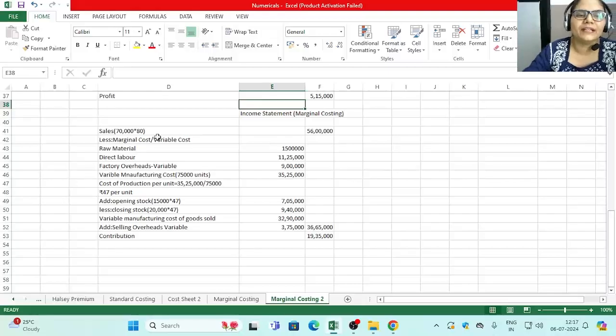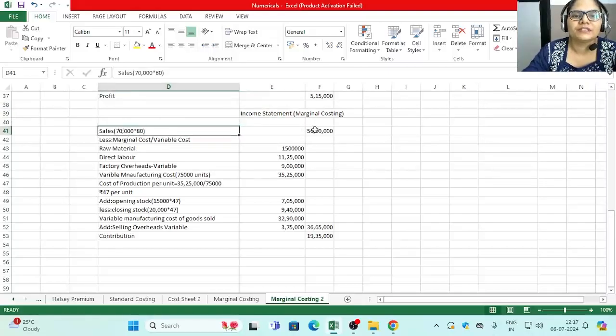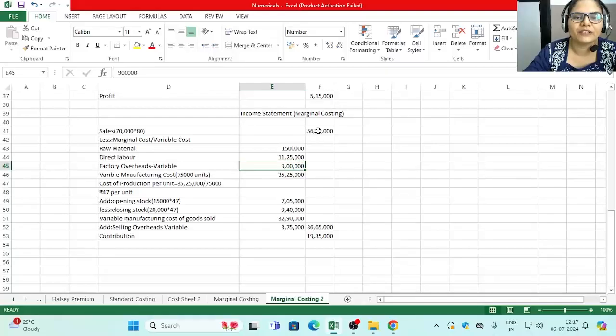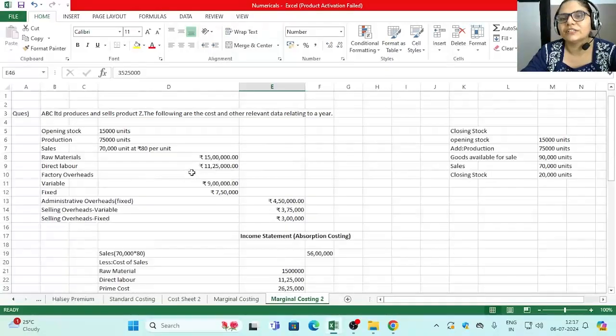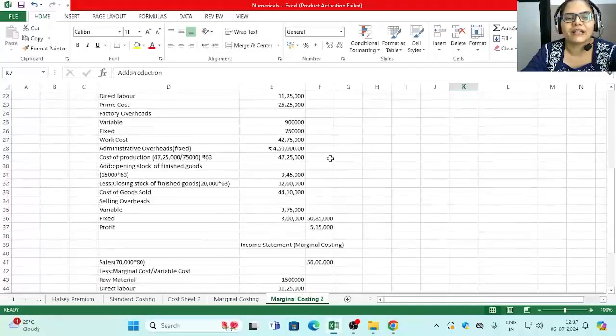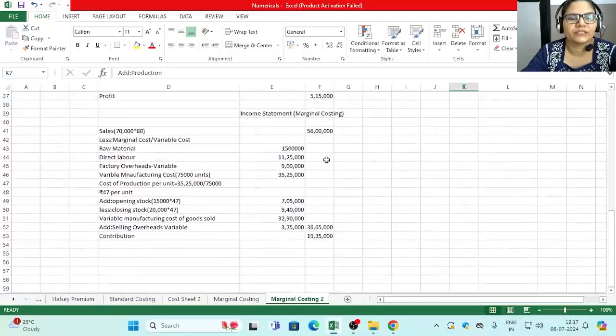Before moving on further, let me explain once again so that there is no confusion remaining. First, sales is calculated. From sales, all sort of marginal or variable cost is deducted: raw material, direct labor, factory overheads, variable. After deducting the addition of these values from 56 lakh, you will get variable manufacturing cost, 35 lakh 25,000. This variable manufacturing cost is for 75,000 units, which we have already calculated while calculating the cost of production, sorry, closing stock.